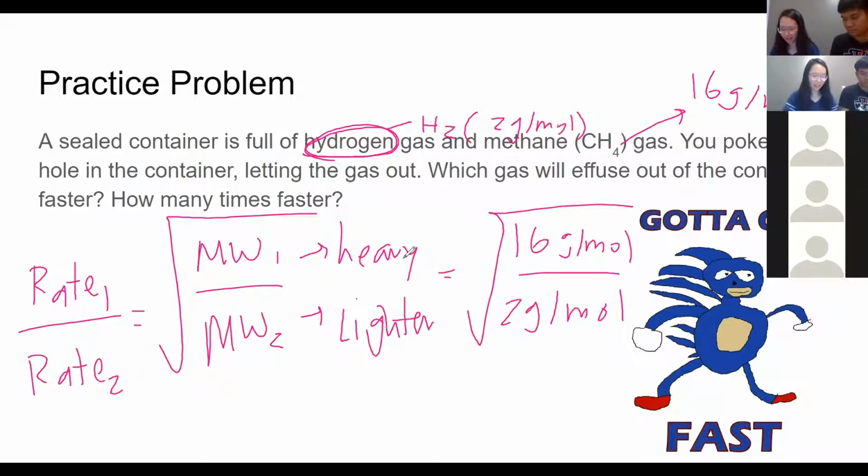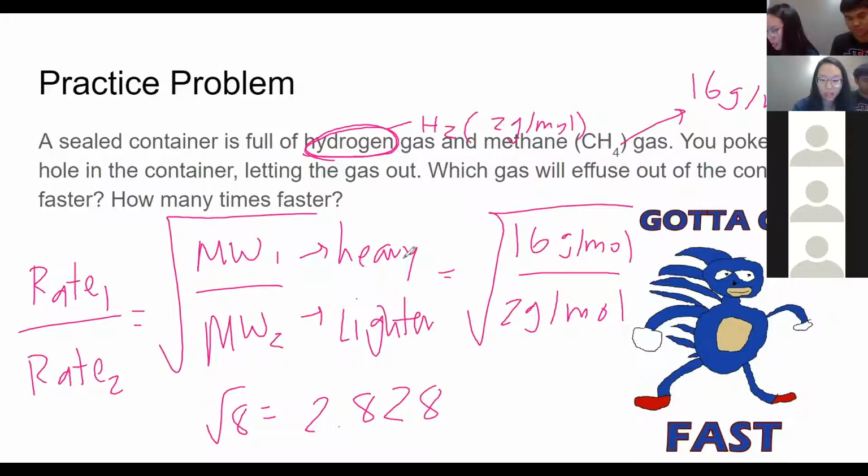So we do the math. 16 divided by 2 is 8. The square root of 8 is square root 2 times square root 2 times square root 2, so it's going to be 2.828. So to answer the second part, how many times faster? Basically, hydrogen gas will escape from the container at a rate that is 2.828 times faster than the methane gas will. Okay, so this is your final answer.